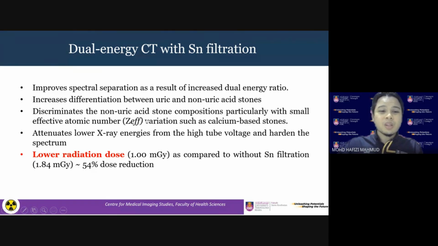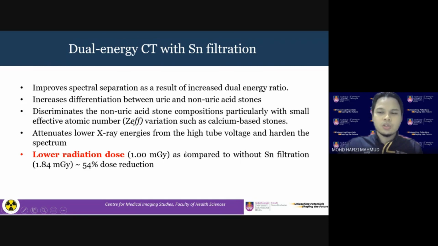Okay, and also dual energy CT with thin filtration can attenuate the lower X-ray energy from the high tube voltage and harden the spectrum. Okay, and of course the important point I would like to highlight here is we can achieve the lower radiation dose using thin filtration as compared to without thin filtration.